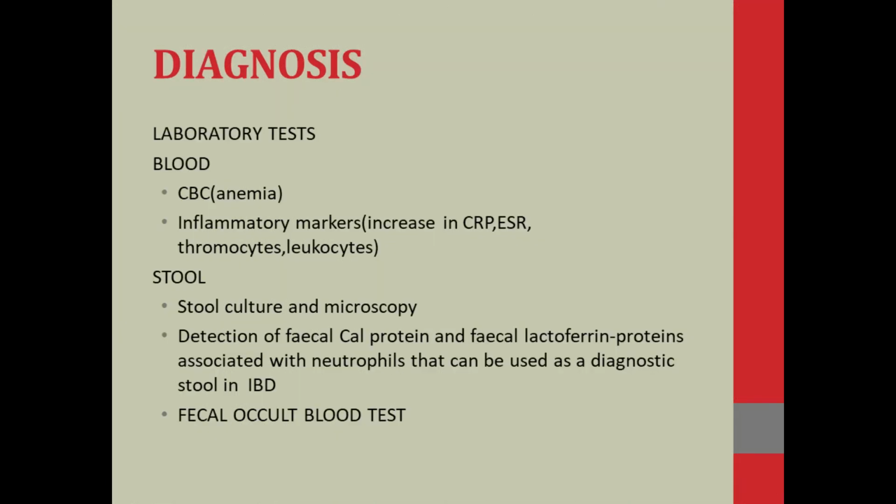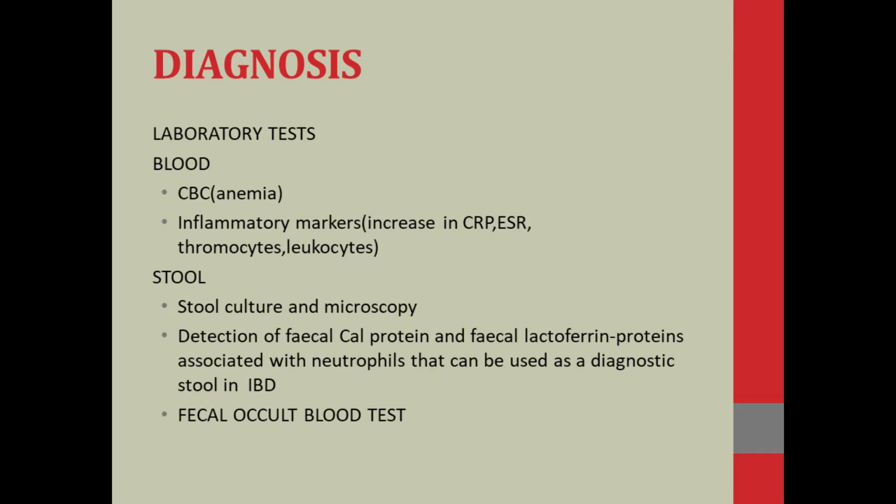Here is a picture with condensation of all the symptoms. So, the diagnosis. First, we will go for a laboratory diagnosis, which includes a blood test with complete CBC. We can see signs of anemia, and we can also see an increased rise in inflammatory markers like CRP, ESR, thrombocytes, and leukocytes. In stool, we have to go for stool culture and microscopy to exclude other infectious diseases. And then we can also detect fecal calprotectin and fecal lactoferrin, proteins associated with neutrophils, that can be used as a diagnostic tool in inflammatory bowel disease. We can also go for a fecal occult blood test.